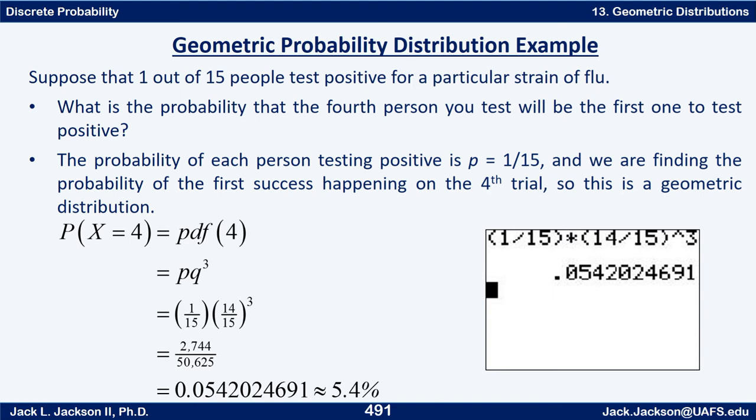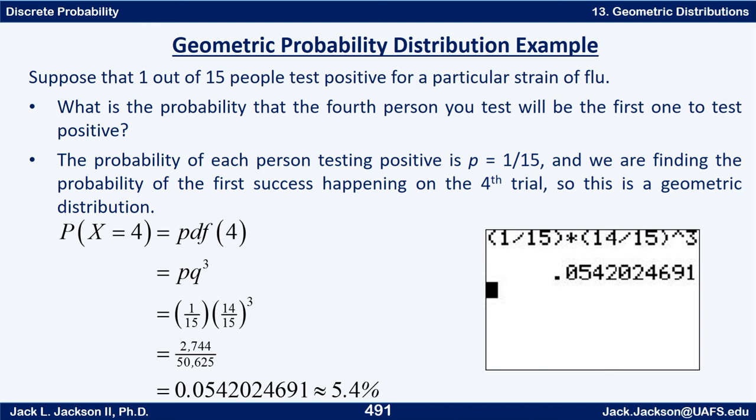Well, if we let x be the number of times we have to test somebody until we get a positive result, and we assume that the probability is 1/15 every time we test someone, then this is exactly the setup for a geometric probability distribution. So the probability that the first success is exactly on the fourth trial, not before or later, is just the PDF of 4, the probability that x equals 4.